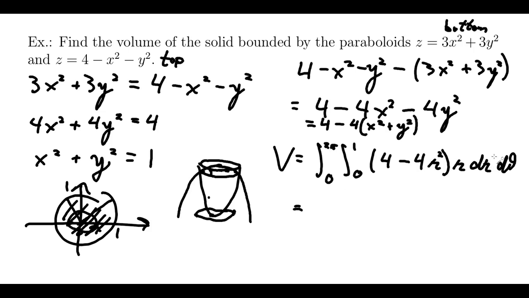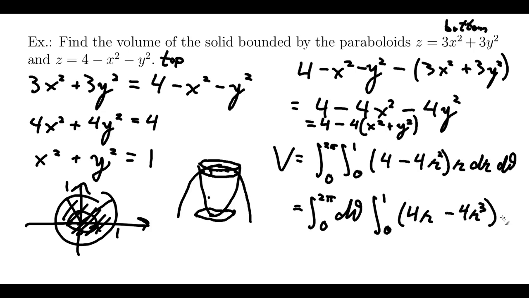Looking at this, we see that we have a separable integral here. Nothing in the inner integral depends on theta at all. So we can write this as the integral from 0 to 2 pi d theta times the integral from 0 to 1 of, and if we think about how we would integrate this, this is a polynomial, so we want to fully distribute this through and write it as a polynomial, so we get 4r minus 4r cubed dr.